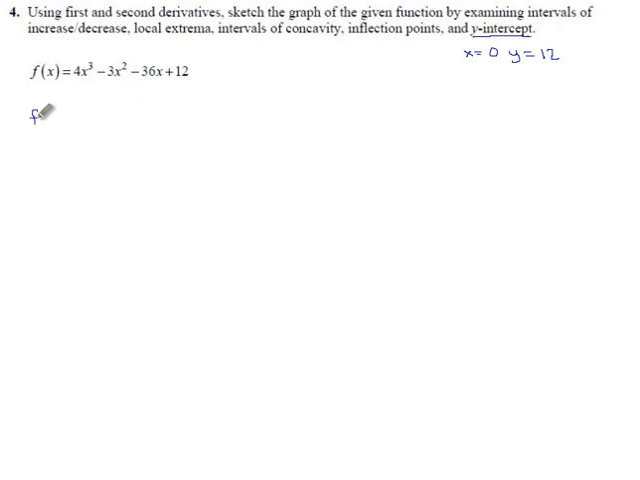The first derivative, this is all power rules, so it goes fairly fast. 12x squared minus 6x minus 36 is the first derivative. Where is it 0? You can divide the whole thing by 6. You get 2x squared minus x minus 18 equals 0.